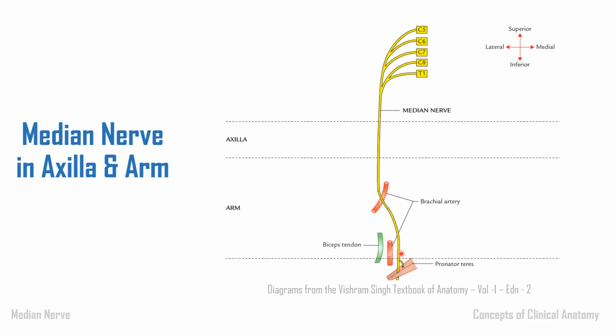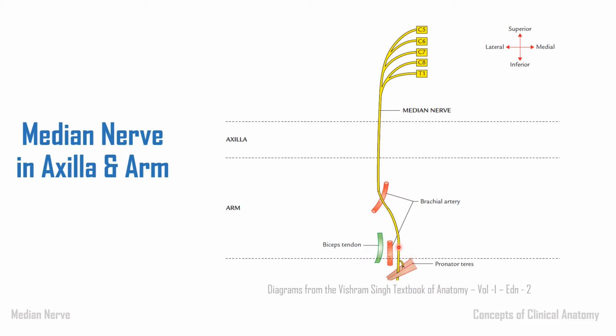There is a separate video on the cubital fossa with its contents and boundaries, so I will give the link in the description. So in the cubital fossa, the median nerve lies in the medial most part. Here it gives branches to the pronator teres and a few other superficial muscles.